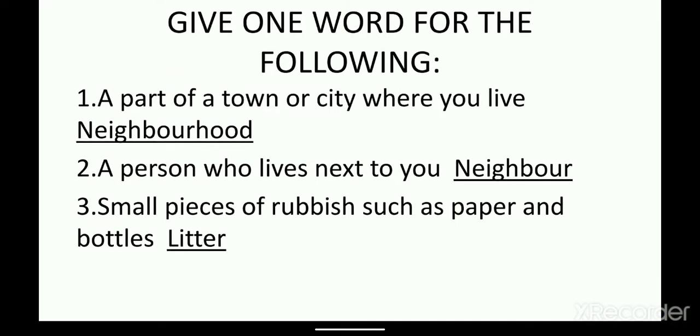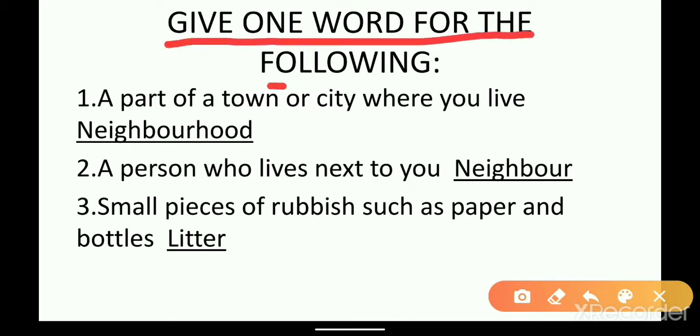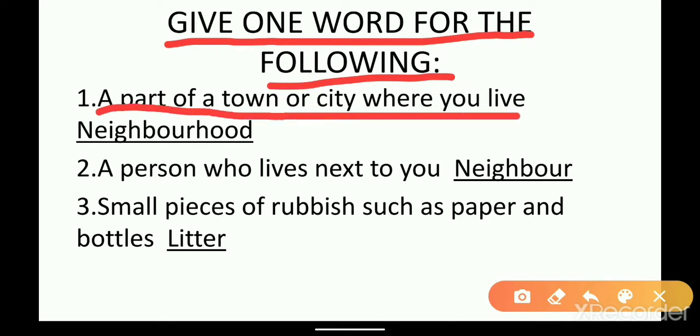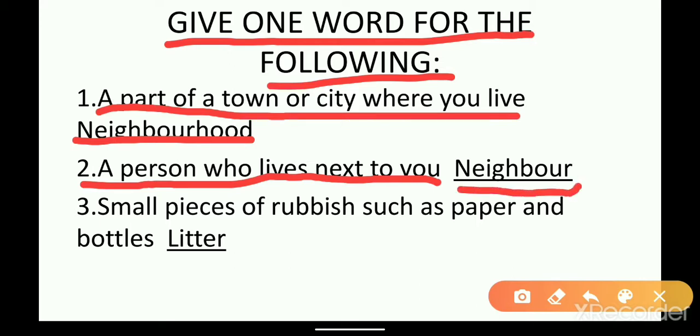Next, give one word for the following. So here are few sentences given for which you have to write one word. First one, part of a town or city where you live. So a part of a town or city where you live is your neighborhood. Second, a person who lives next to you. So the person who lives next to your house is your neighbor.